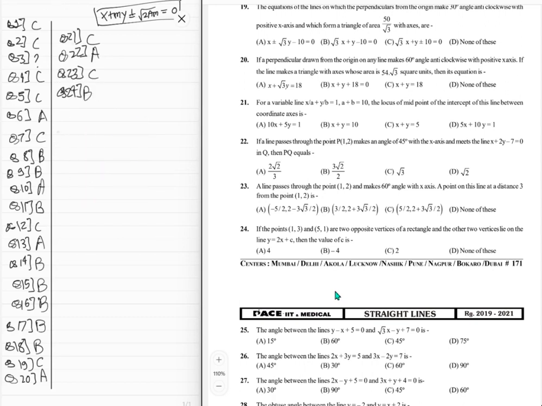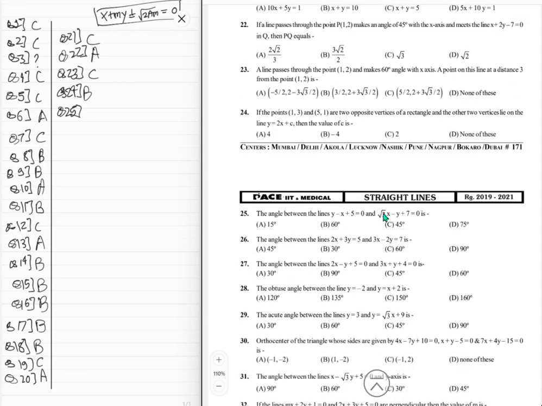25. Okay, the angle between the lines, just forget about these constants. These are slopes. This has slope 1, this has slope square root 3, that means this is 45 degrees and this is 60 degrees. At least give us slopes where we don't know the tan inverse value. But okay, they gave us these slopes. 1 is 45 degrees, and this is 60 degrees. That's only 15 degrees right there. So 25th is A.